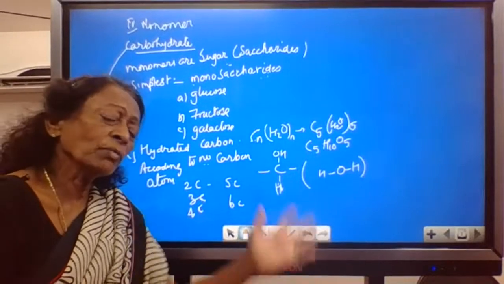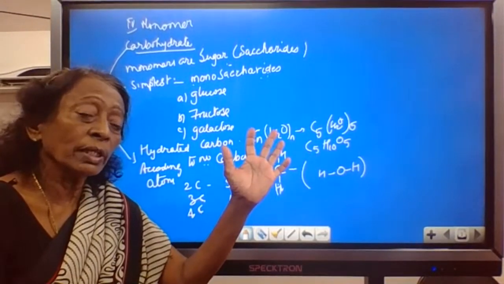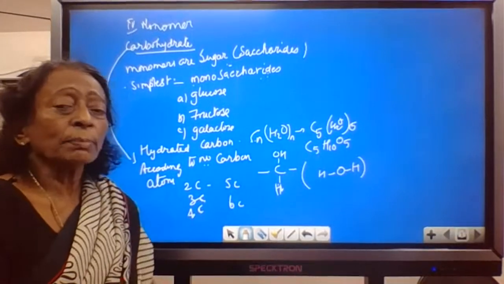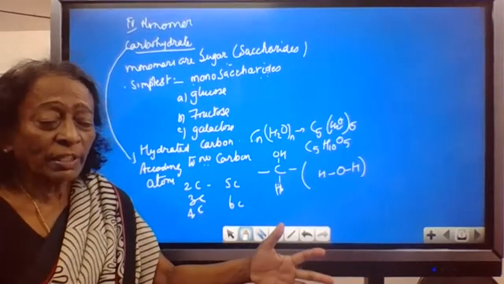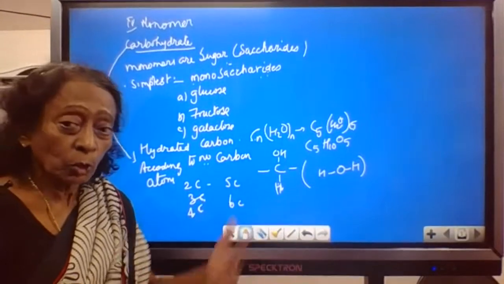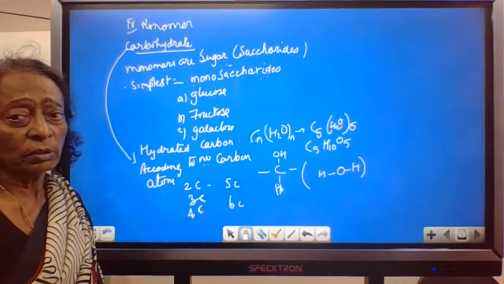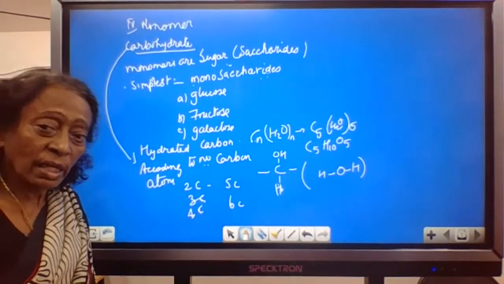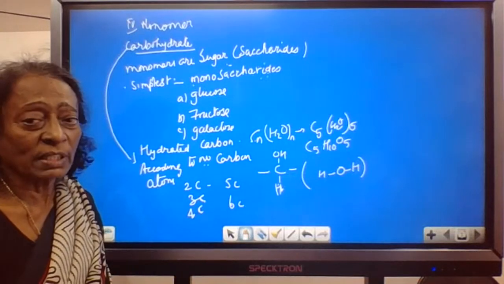A number of glucose units joined together, bound together, will form another substance. You name that a polymer. It is a polymer, but it has a particular name. For example, cellulose. Cellulose is a long chain of a number of glucose. Now, starch is the same as cellulose, but the arrangement, the structural formula, will change.